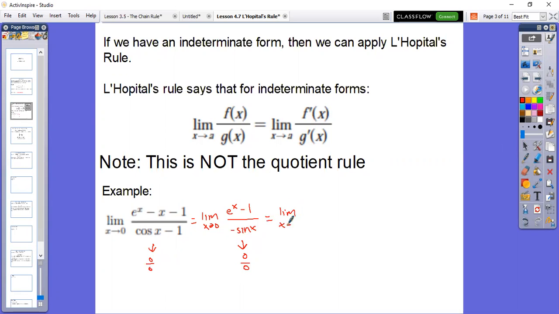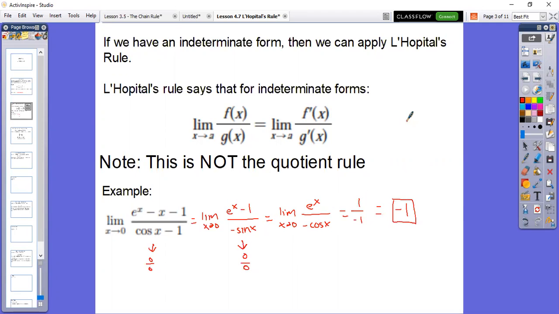So this is now going to be the limit as x approaches 0. The derivative of the numerator here would just be e to the x. The derivative of the denominator would be negative cosine of x. And now I can actually do direct substitution. e to the 0 is 1. Negative cosine of 0 is negative 1. So this would be 1 over negative 1. So this limit would be equal to negative 1.